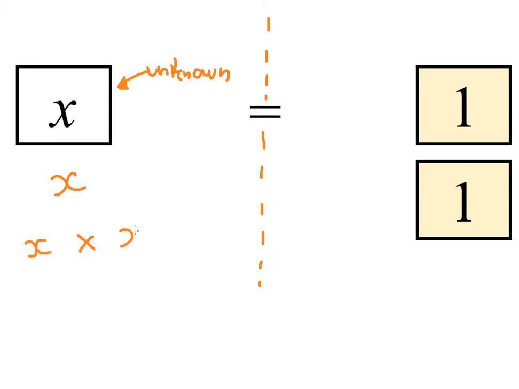So if you look at this, x times x is x squared. Please do not be confused by this. x plus x is 2x. 1 apple plus 1 apple is 2 apples.